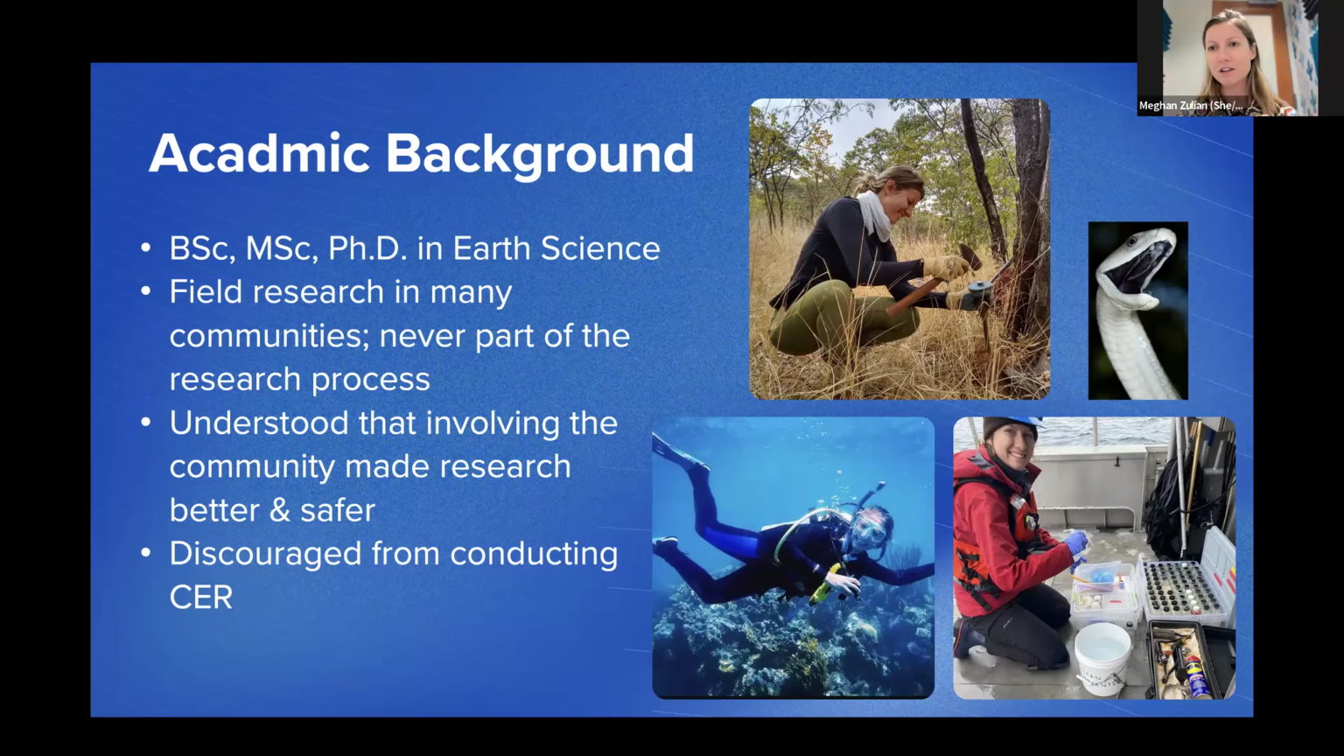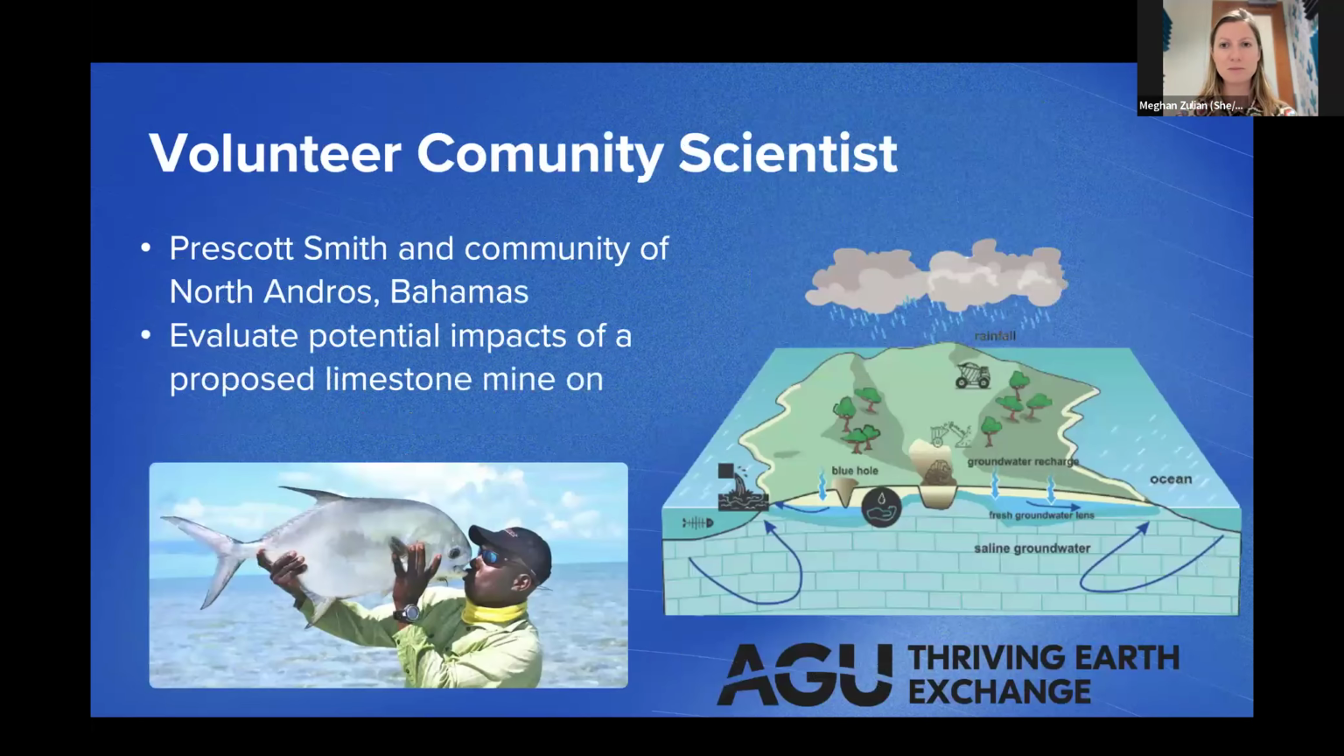And so I had to find other avenues that weren't my primary research at first to pursue community engaged work. The first opportunity to do that in graduate school for me was working as a volunteer community scientist with the American Geophysical Union Thriving Earth Exchange, which is a program that basically pairs scientists who are in their bubbles, like I was, with community members who have a serious problem that they need scientific expertise to help them solve or help them address or think through.